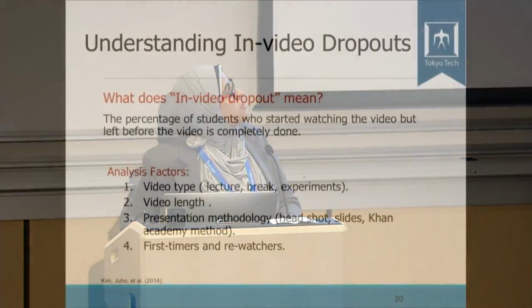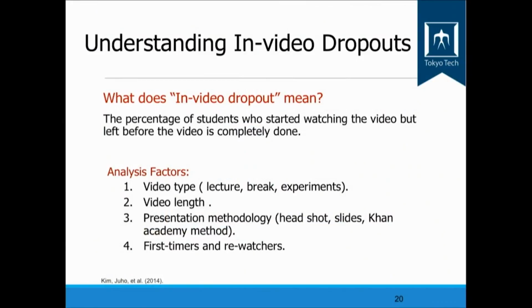Okay. So this is all general information I'm going to need, because after that we're going to talk about the specifics and the meanings of these things in the data analysis we did. There's something called in-video dropout. This is based on a published paper about in-video dropouts in MOOCs. They define in-video dropout as the number of students who start watching a video in a MOOC but don't complete it.